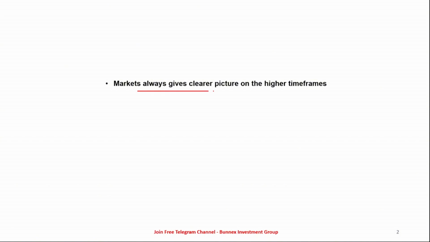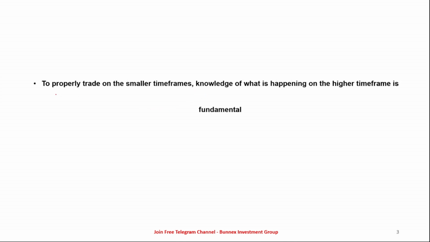Markets always give clearer pictures on the higher time frame. You find out that when you are trading the M1 time frame without the higher time frame bias, you're likely going to be trapped within the choppiness of the markets because it will definitely try to achieve what it wants to achieve on the higher time frame. To properly trade on the smaller time frames, knowledge of what is happening on the higher time frame is fundamental.